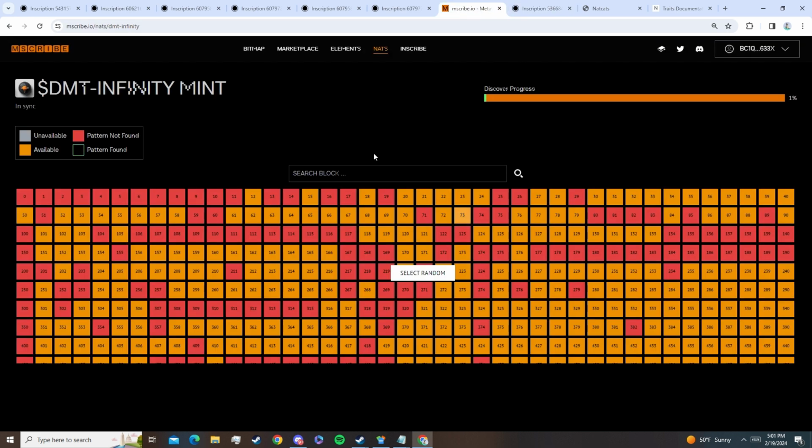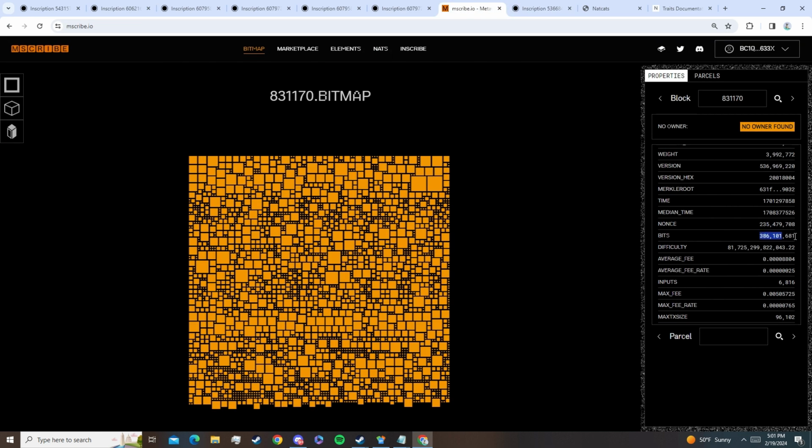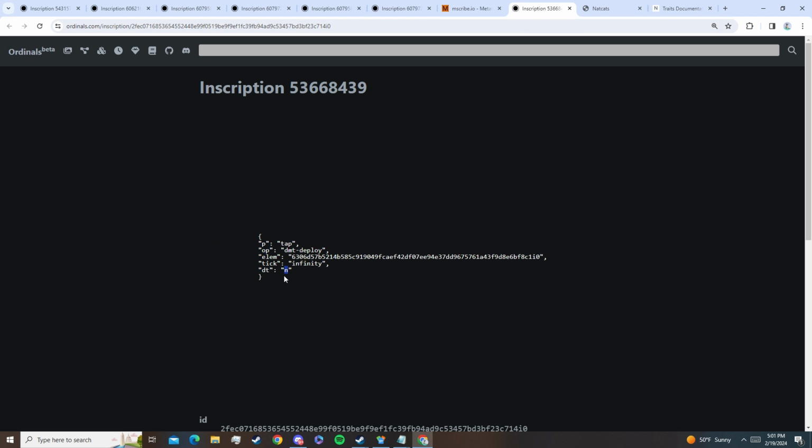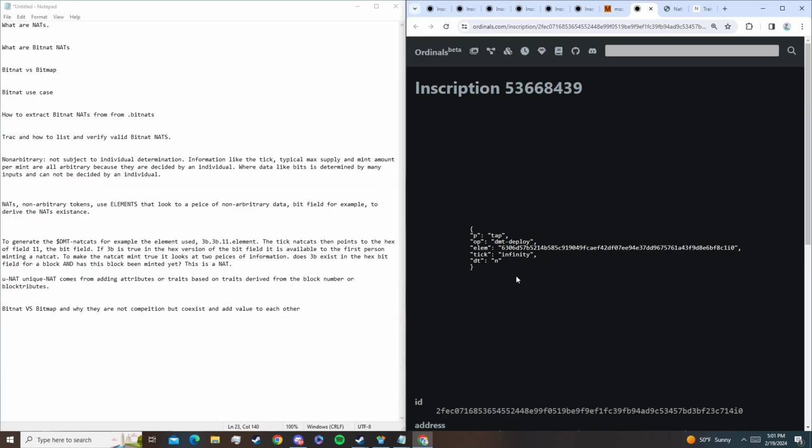So if we were to use mscribe, it already gives us the bits and that numerical value. If we were to be using hex, so it would give us an H there instead of an N, we'd be looking for that pattern 888 in the hex version of field 11. That's what this is telling us. And that's essentially how a NAT is derived, right? That's how it is derived into existence. It's using an element to look at that non-arbitrary data, specifically 888 pattern in field 11 in the numerical version.